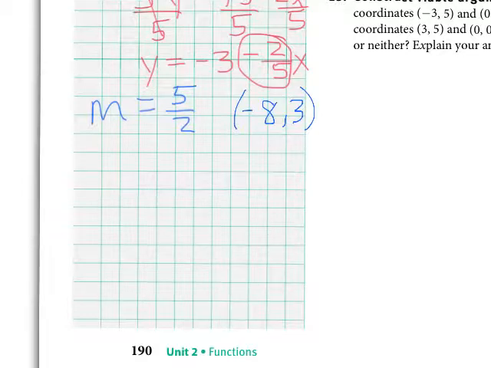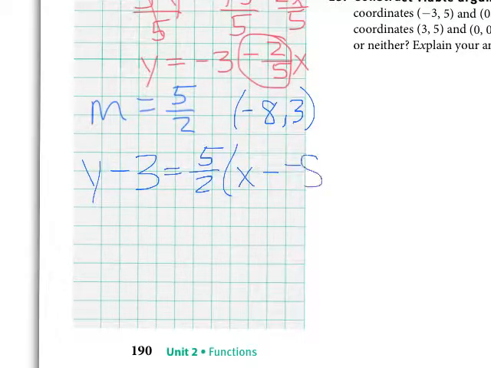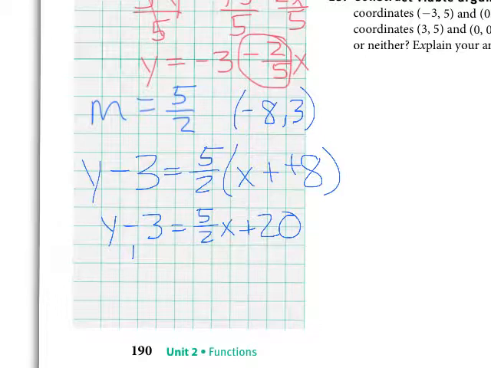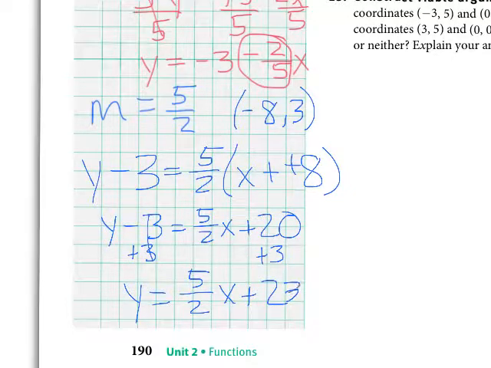There you go. Okay, so we have y minus y1, which is 3, equals the m of 5 halves, parenthesis x minus a negative 8, which changes to plus a positive 8. Distribute, so y minus 3 equals 5 halves x plus 20. Add 3 to both sides. And there's my final answer: y equals 5 halves x plus 23. That's the number of the problem.